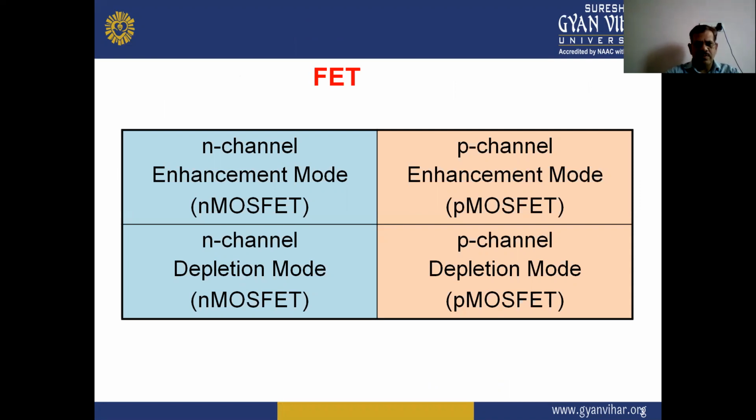Next one is the types of MOSFET. Generally, MOSFETs are of two types. One is the N-channel enhancement mode MOSFET or N-MOSFET, and the second one is the P-channel enhancement mode MOSFET or P-MOSFET, and the N-channel depletion mode MOSFET, and the P-channel depletion mode MOSFET. So there are basically two types of MOSFET: enhancement type MOSFET and depletion type MOSFET.